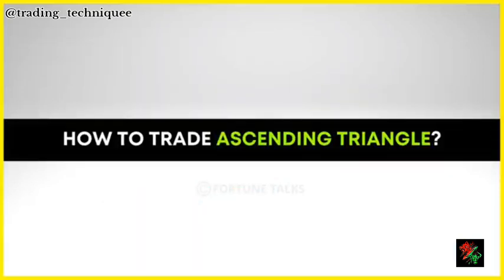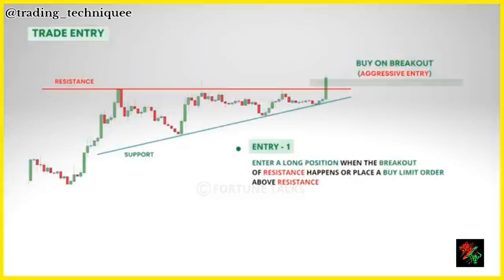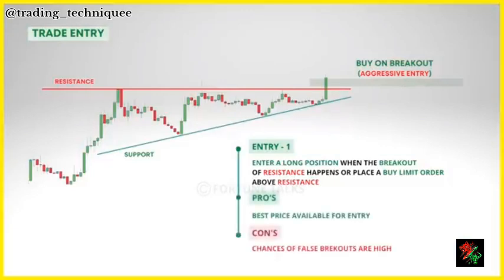Now we will talk about the entry criteria. So how to better time your entry? Well, there are a few ways to do it. The first approach is to go long when the price breaks above the highs of the ascending triangle or above the resistance level. Now, all you need to do is to place a limit buy order above the resistance level, and you will be immediately long when the price breaks above the highs. If the breakout is real, this is one of the best prices to enter. But this method is very risky, and chances are it might be a false breakout.